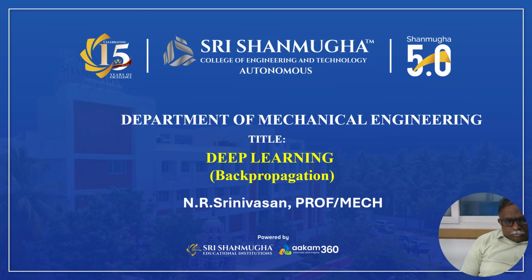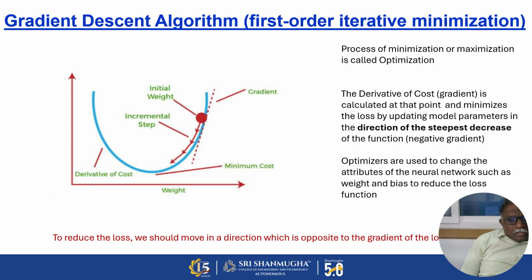I'll be talking about backpropagation, which is the most important topic in deep learning, and it is also the main building block of deep learning. Before going to backpropagation, we should understand what the gradient descent algorithm is. It is a first order iterative method.